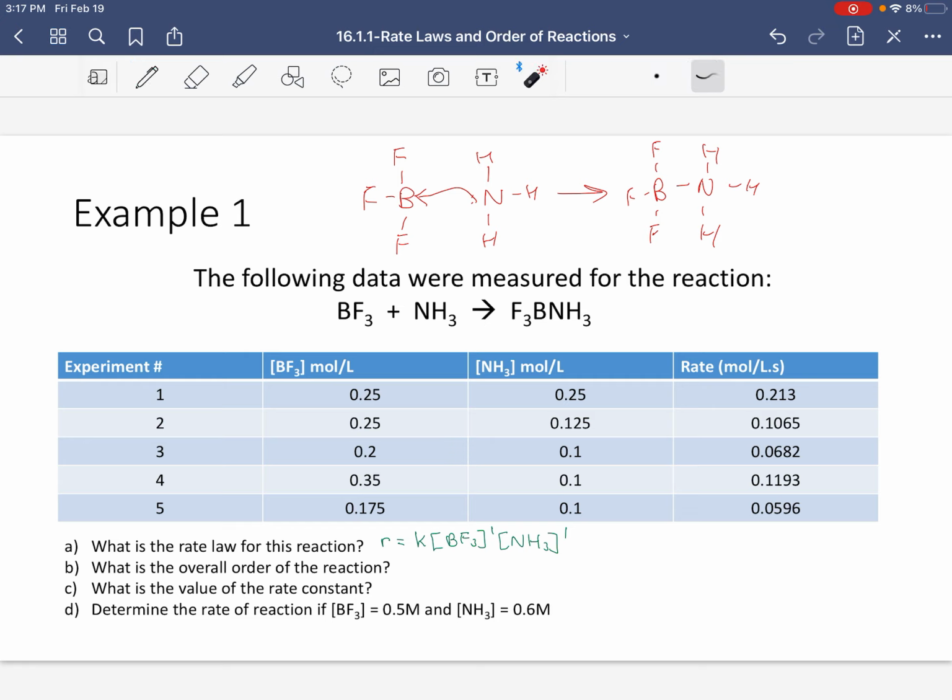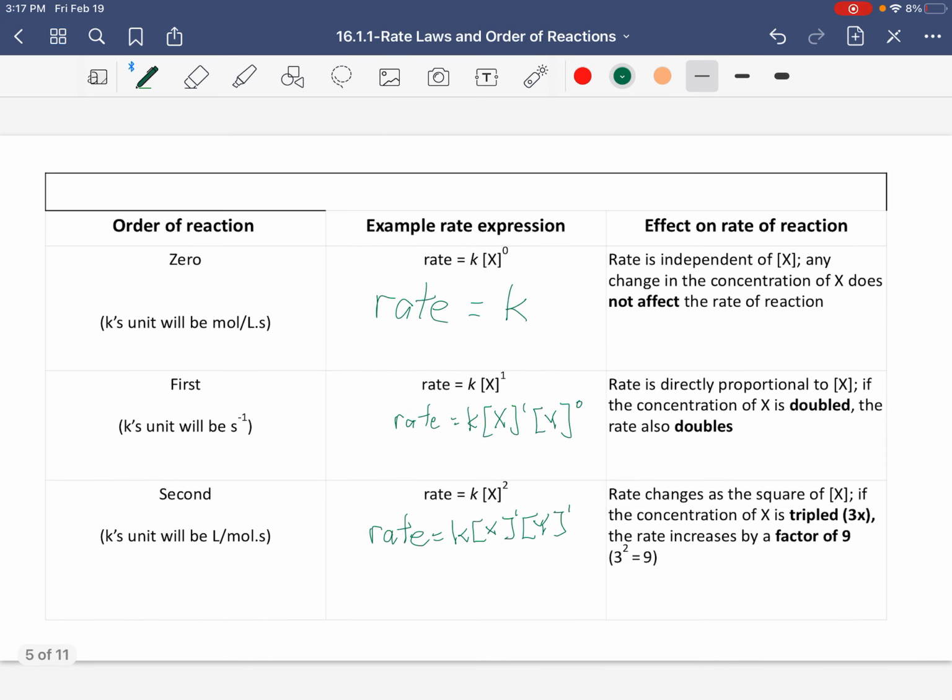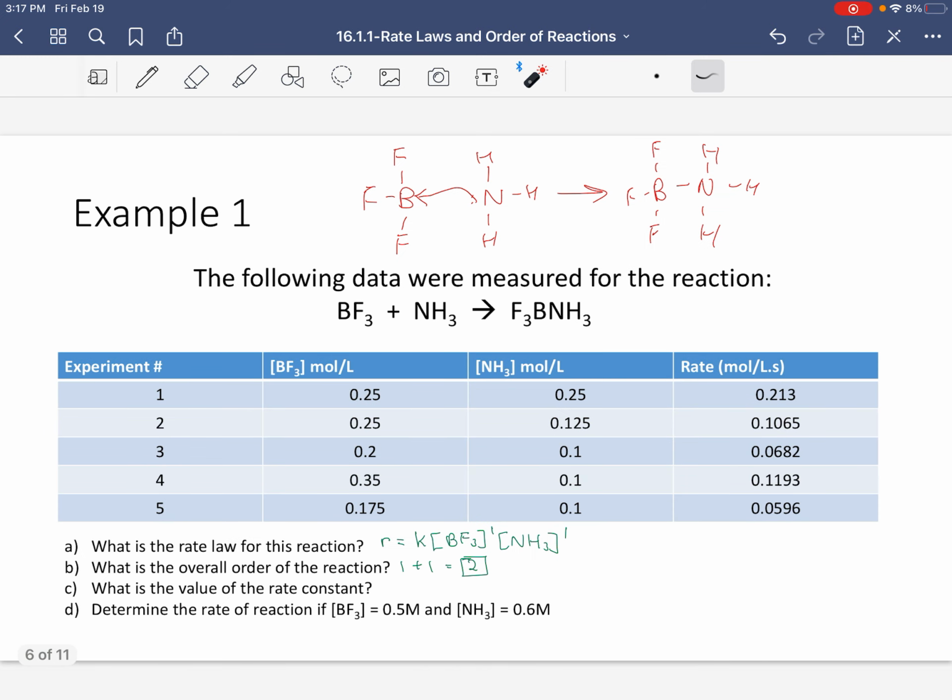All right, B. What is the overall order of this reaction? Well, that's simple. Isn't it just adding those exponents together? Yep. 1 plus 1. The overall is 2. So it's a second order overall reaction. So the changes of concentration of both reactants will cause an exponential change to the rate. That's this scenario right here. All right, part C. As I said, this one is a big deal too, because in part C, you are going to find K.